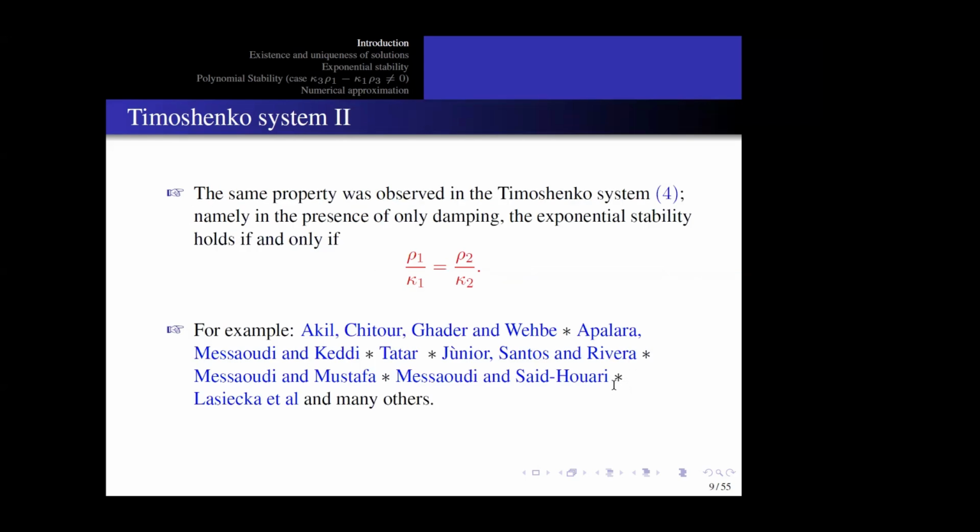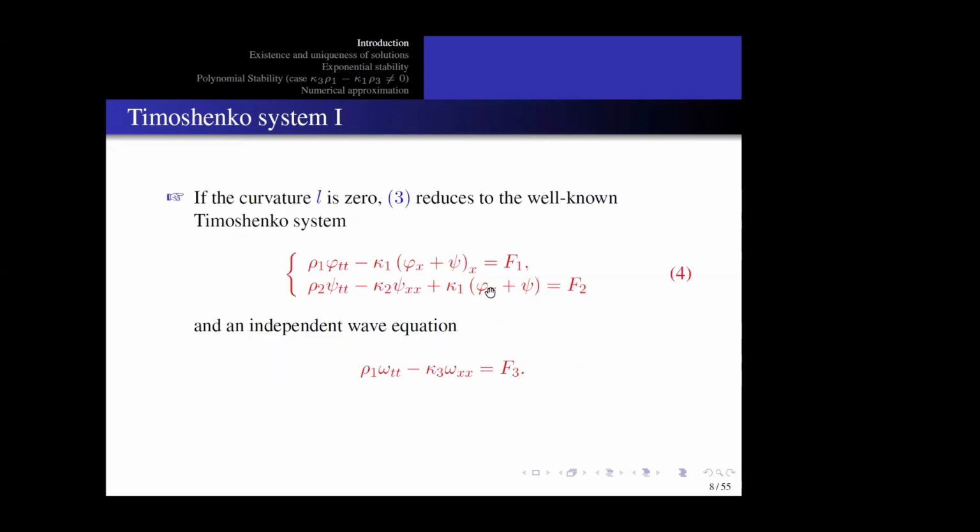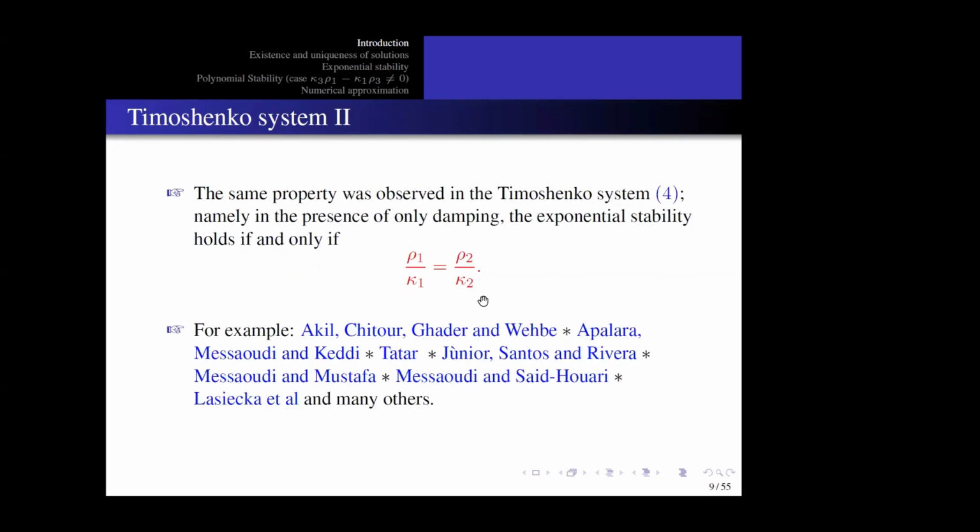Again, the same property was not in this case. If we put the damping here in the second equation, then we can have the exponential decay under this condition, the equal speed propagation. And if we put it in the first, we can also have the exponential decay under some condition or equality, a relation between the parameters.